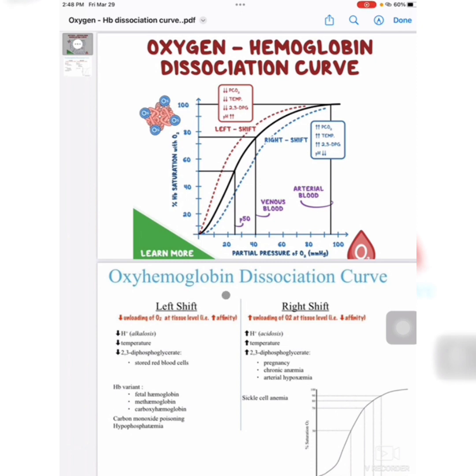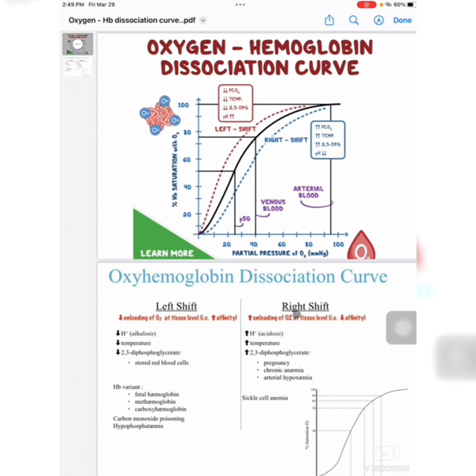Here's another picture showing when the curve is shifted left and when the curve is shifted to the right. You'll find the curve shifted to the left with hemoglobin variants such as fetal hemoglobin, methemoglobin, carboxyhemoglobin, and also in case of carbon monoxide poisoning and hypophosphatemia.